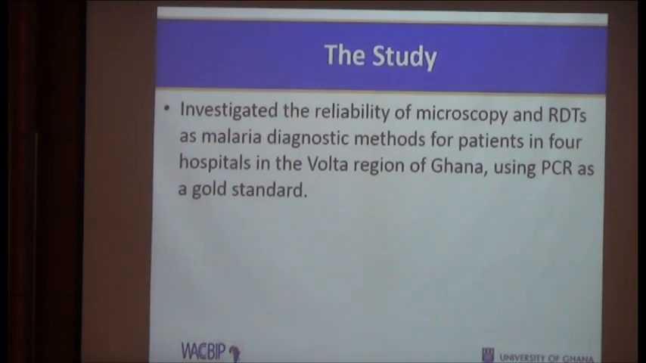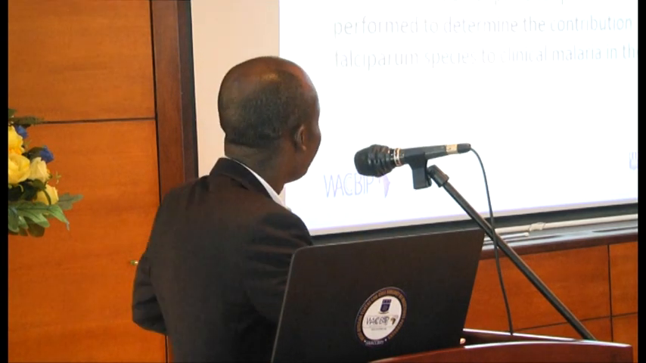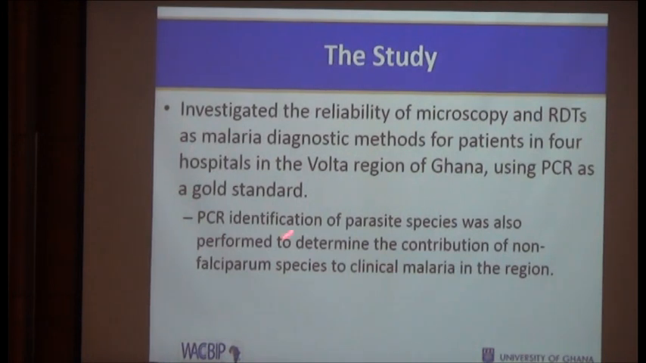So what we decided to do as a background research for some of the things we wanted to do later, we wanted to investigate the reliability of these diagnostic tools, the blood film and then the RDT in the 4 hospitals that we selected, and then use PCR as a gold standard to compare their specificity and sensitivity. So for the PCR, we also took the opportunity to find out which species have actually infected the people who come to the hospital.